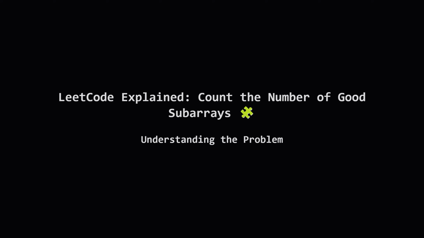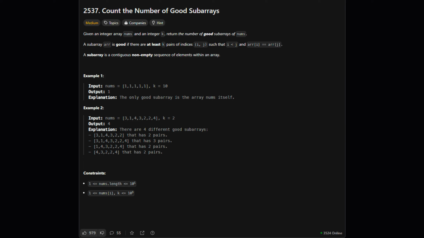Ready? Let's go. Okay, so the problem gives us a list of numbers, called nums, and another number k. Our job is to find how many subarrays are good. A subarray is just a continuous slice of the original list. Now what makes it good? It's good if it contains at least k pairs of indices, say i and j where i comes before j, and the numbers at those positions are equal. So we're looking for chunks of the array that have enough identical number pairs inside them. The constraints tell us the list can be quite long, up to 100,000 numbers.